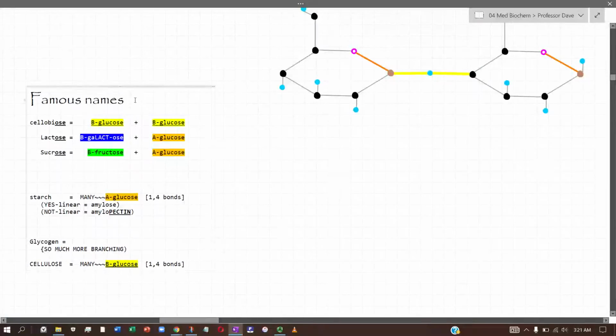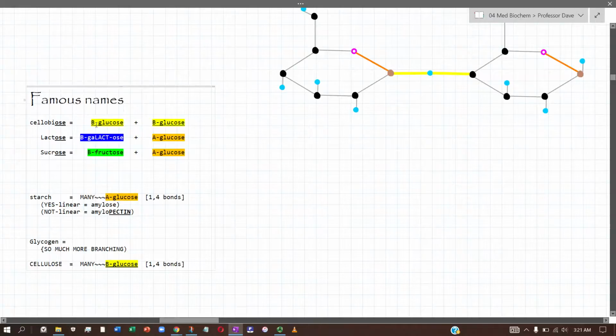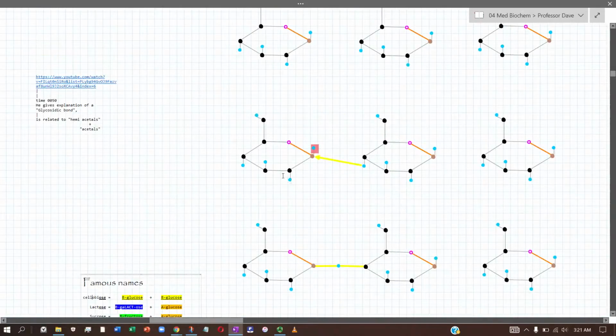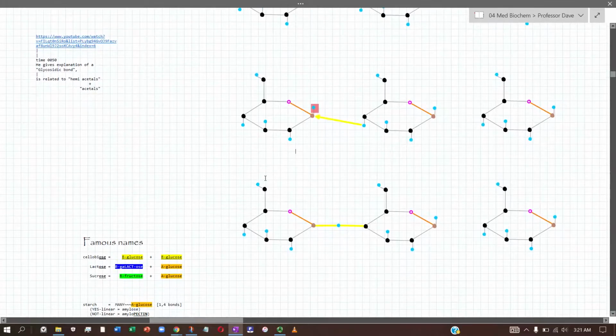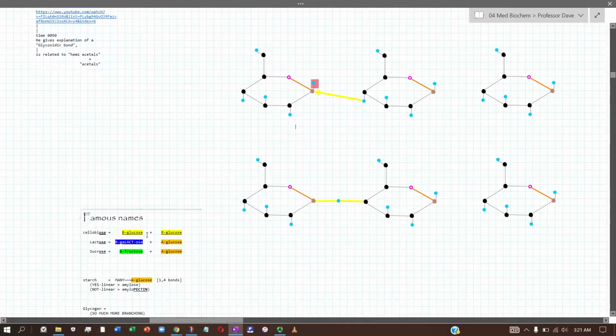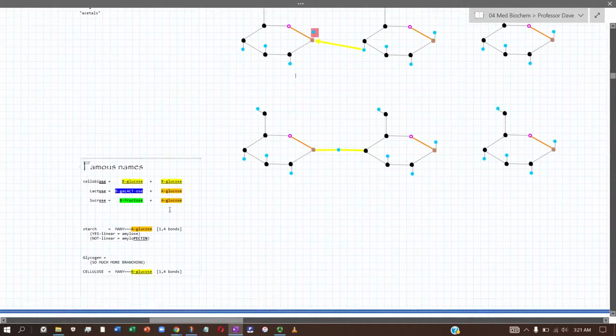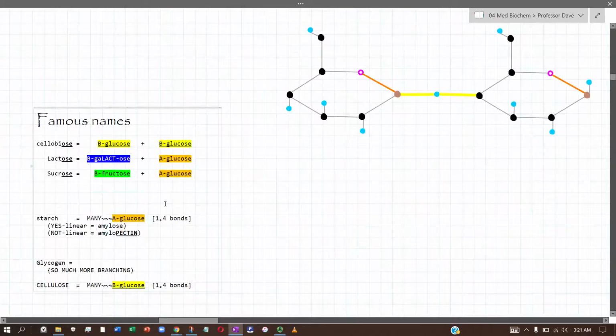So here are some famous names. You've got cellobiose, which is a beta glucose and another beta glucose. Oh, and that's another thing. Remember these hydroxyl groups right here. These can be either up or down, and those will represent different types of molecules, beta glucose or alpha glucose. We'll get back to that if necessary. For now, we'll just take it as it comes.